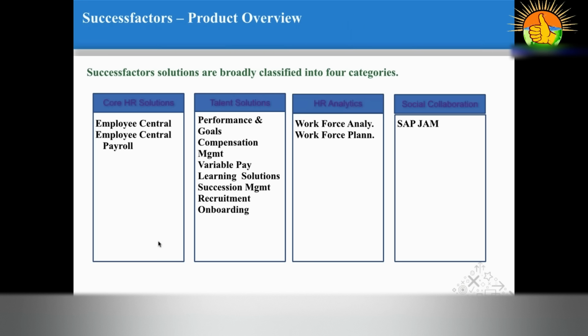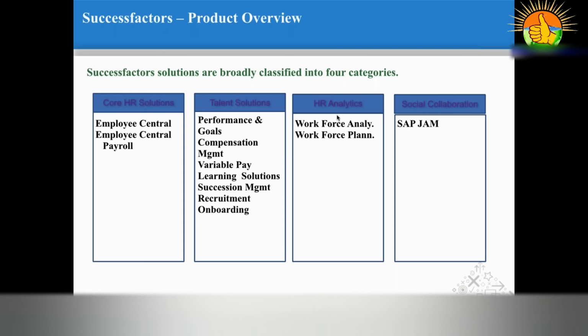And this is the general overview of the solutions, like what are the solutions that SAP SuccessFactors provides. So it has a core HR solution, which is EC and EC payroll, and it has talent solutions, which are performance and goals, compensation, variable pay, learning solutions, succession management, recruitment, onboarding. These are all talent solutions that it provides.